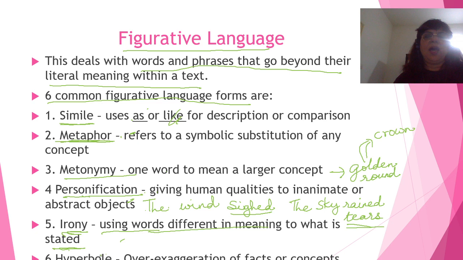We call this hyperbole. So what are the 6 common figurative language forms? Tell me. Simile, where you use as or like. Metaphor, where you have a symbolic concept but don't use as or like. Metonymy, where one word means a large concept like the golden round becoming a crown. Personification, giving human-like qualities. Irony, where you use words which are different in meaning to what is being stated. And hyperbole is an over-exaggeration of facts or concepts. See, there you are, all set to go. Great? Happy?